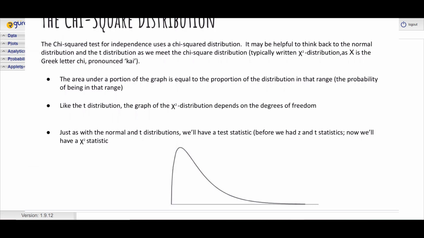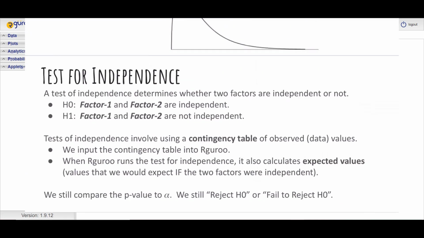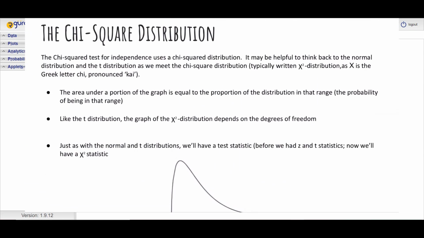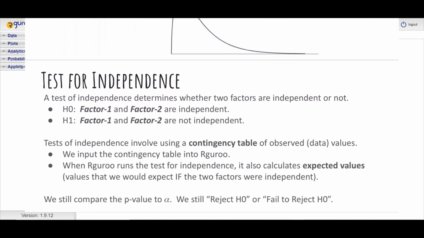And just as with normal and t distributions, there's a test statistic. So with the normal distribution, we used a z, and for a student t distribution, we used a t statistic. This time we're going to have a chi-squared statistic. Although for all of these, even though they do give us test statistics, we're focusing on the p-value method.